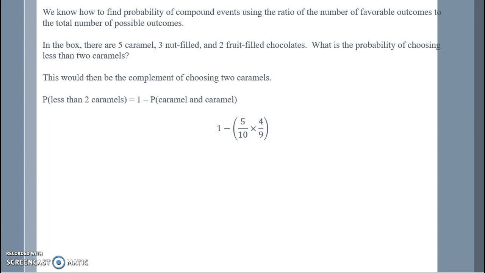Well, if I chose a caramel and then a caramel, 5 out of 10 would be caramel, times we would then have 4 left out of 9 which are caramel. So 1 minus 20/90ths, converting 1 to 90/90ths, minus 20/90ths is 70/90ths, or 7/9. So the probability of choosing less than 2 caramels is 77.8%.